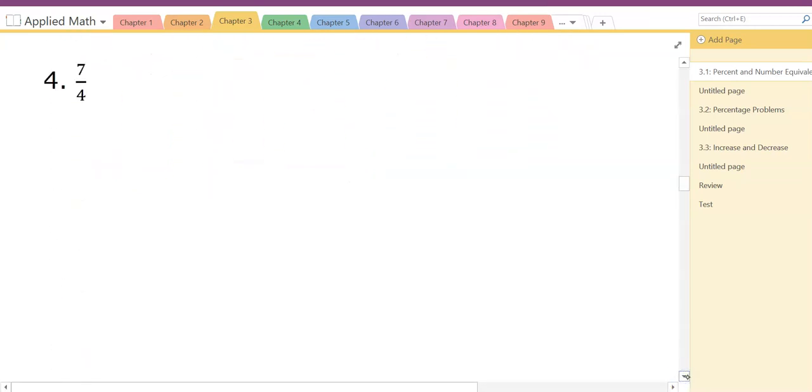How about number 4? What'd you guys get for a percentage here? Good, 175%. And then how about for number 5? It would be repeating, but 2/3 as a decimal would be 0.6 repeating.